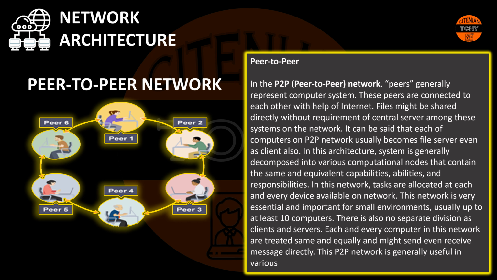In this architecture, the system is generally decomposed into various computational nodes that contain the same and equivalent capabilities, abilities, and responsibilities. In this network, tasks are allocated to each and every device available on the network. This network is very important for small environments, usually up to at least 10 computers.